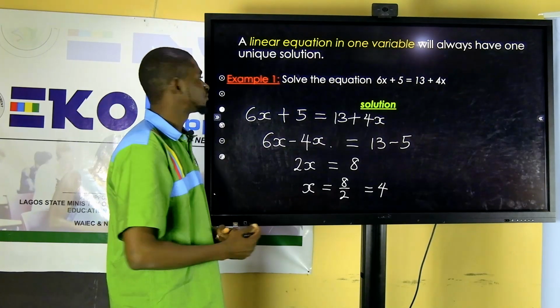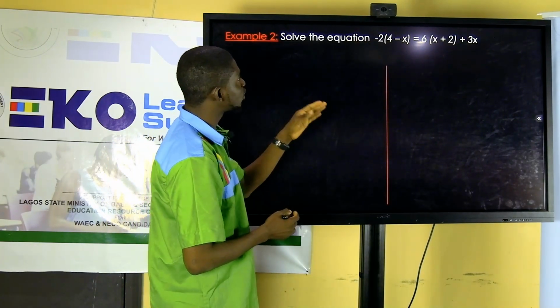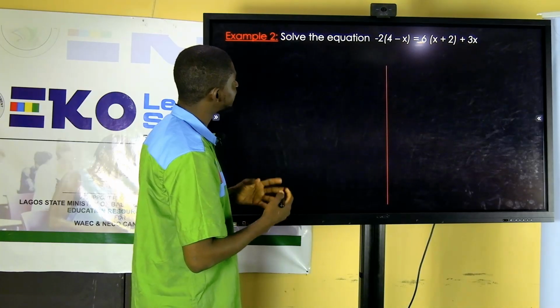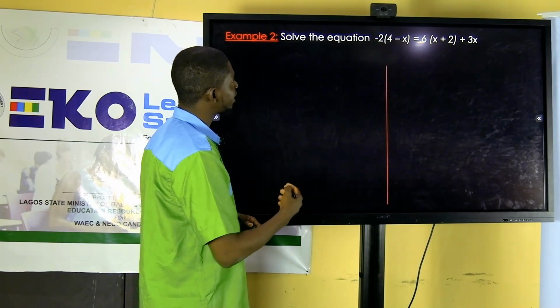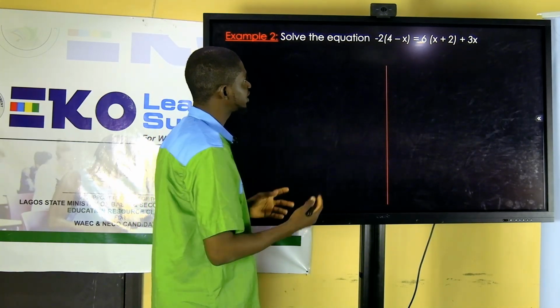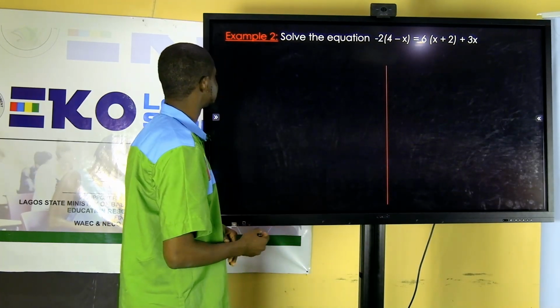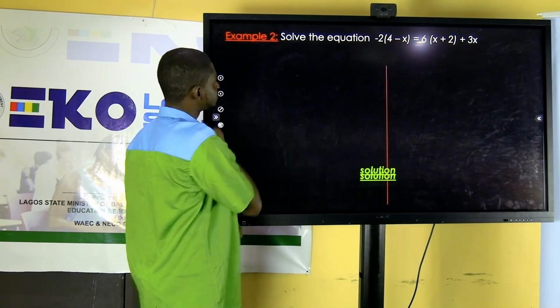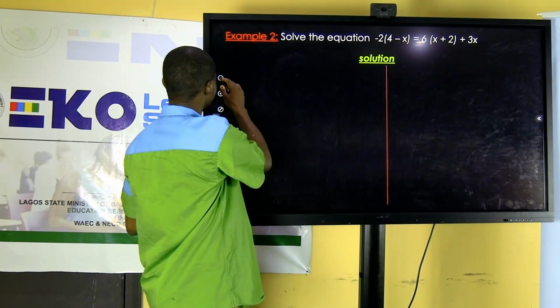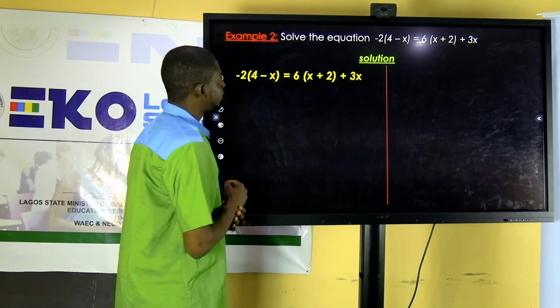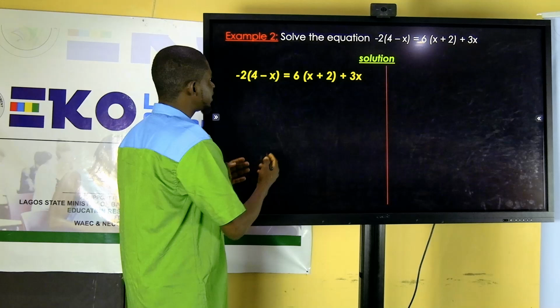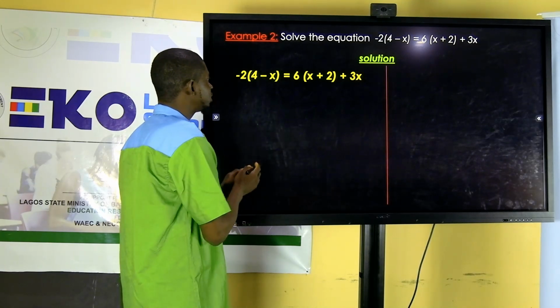Let's go further. The problem is that we should solve the equation negative 2 open bracket 4 minus x close bracket is equals to 6 open bracket x plus 2 close bracket plus 3x. To start with, now this is the problem. So the next thing for us here is that we should open the bracket.